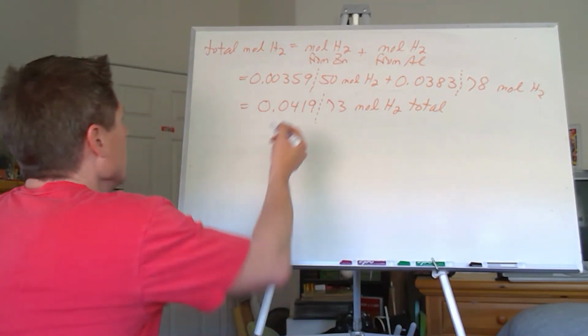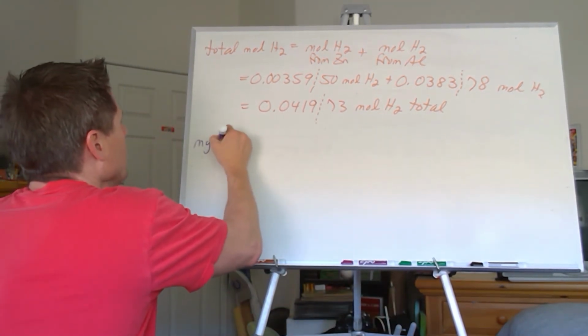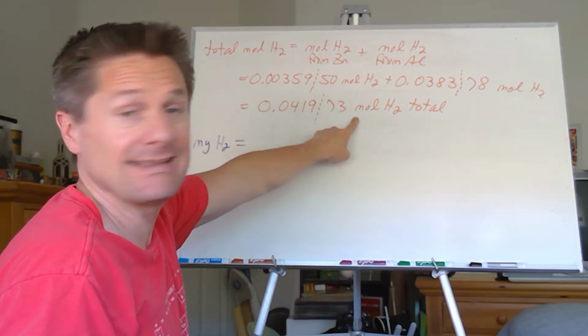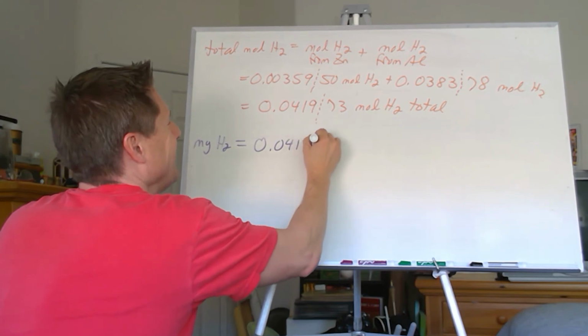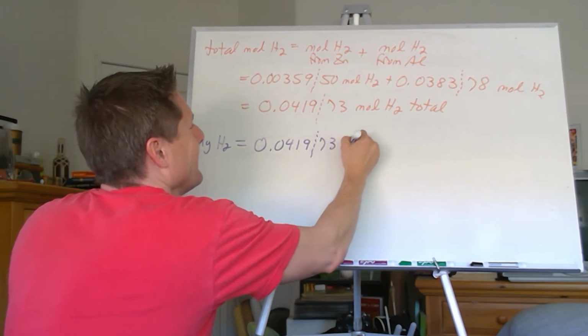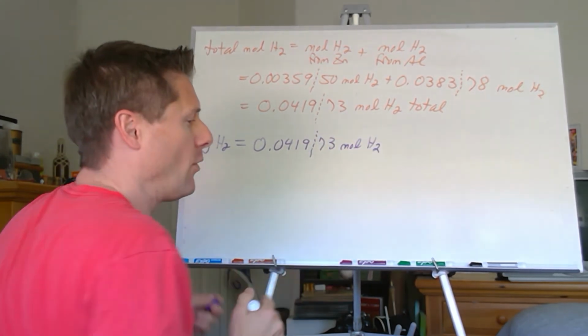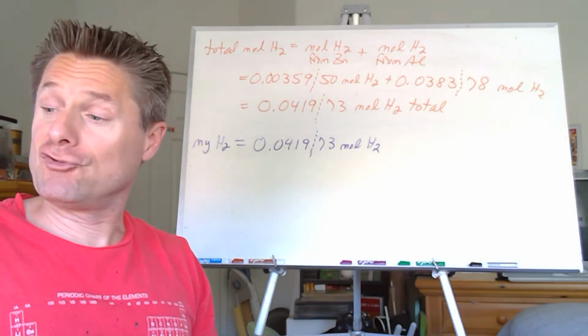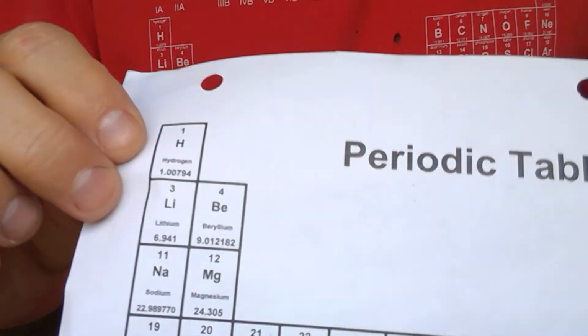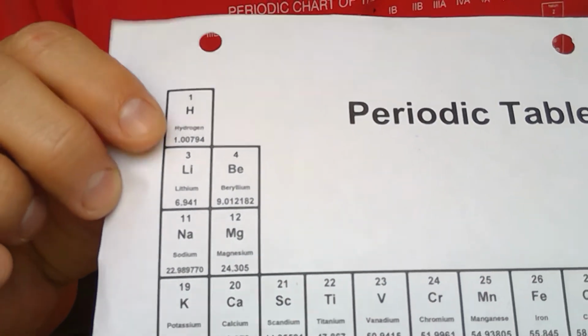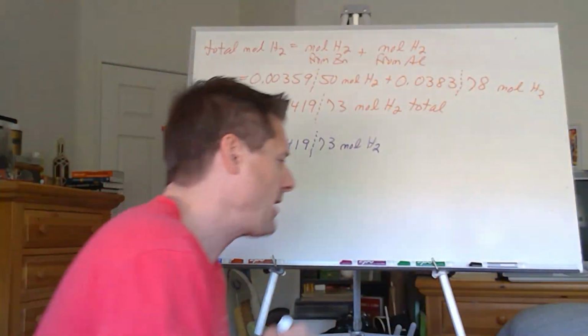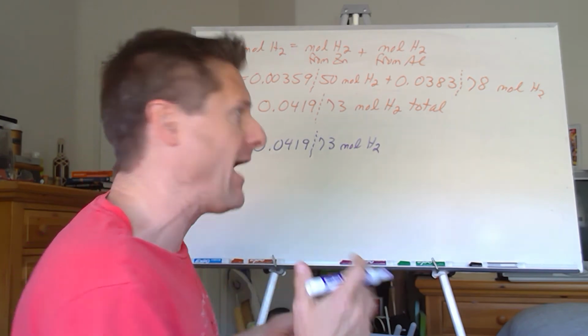Here we go. So let's get the milligrams of hydrogen. So let's take this answer, bring it down, 0.041973 moles of hydrogen. So let's figure out, and now hydrogen's diatomic, watch out for that. So there's 2 of them. So we need to take the atomic mass of hydrogen, the 1.00794, and add those together, and then we're going to get to 5 decimal places. So add them together, I get 2.01588, isn't that right?